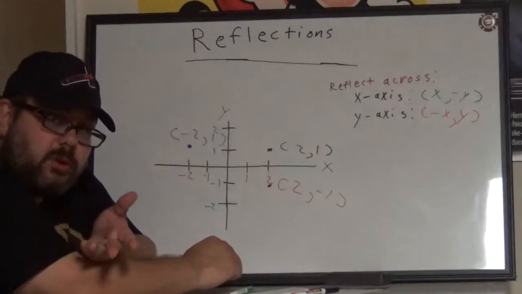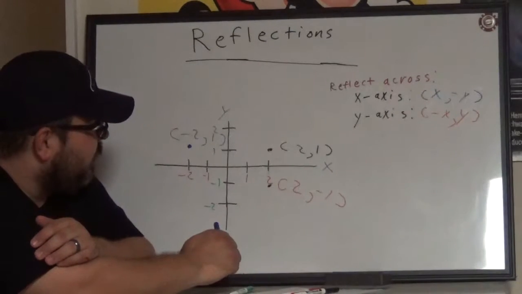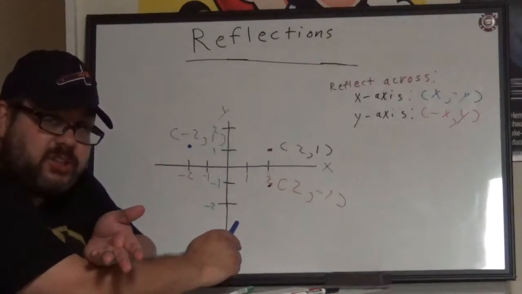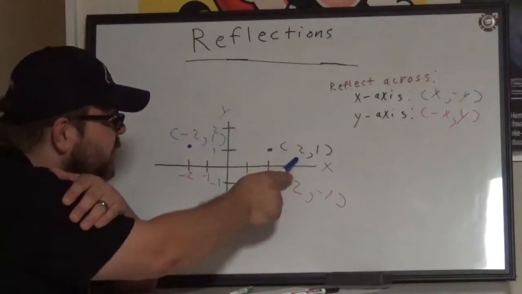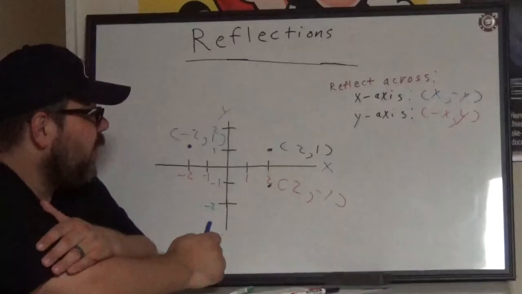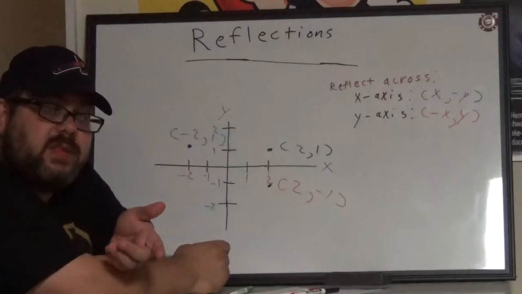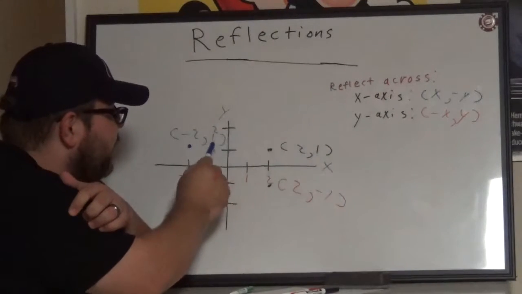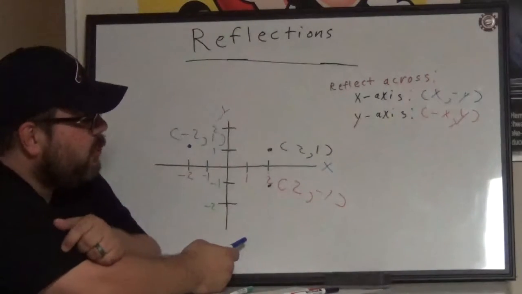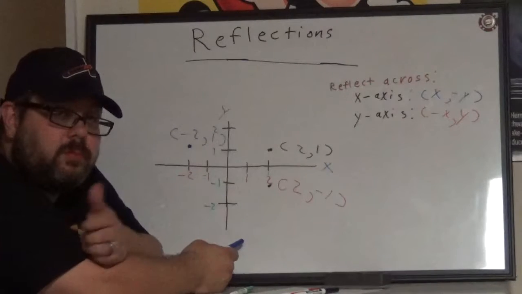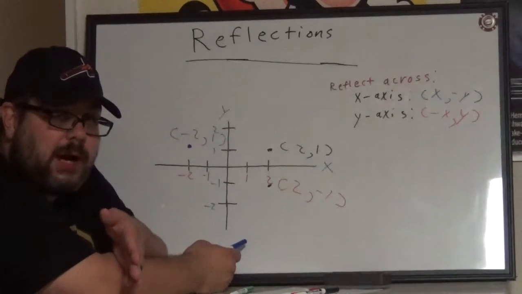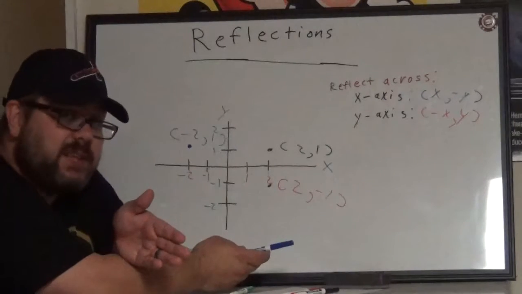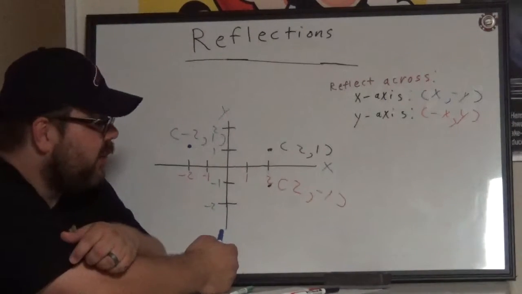As you hopefully can notice, when we reflect across the y-axis, now the x value changes its sign. We went from positive 2 to negative 2. And the y value stays the same. 1 is still 1. And that's represented by the rule negative x comma y. That just means, again, the y is the same, but the x flips its sign.